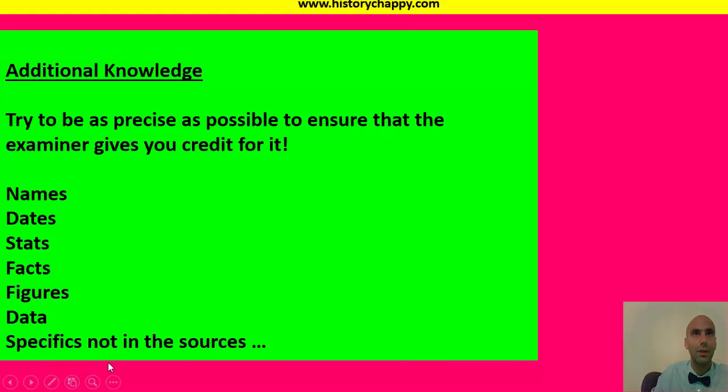Additional knowledge. Now, lots of candidates fall down on additional knowledge because they include knowledge that was either in a different source, or it's too general or too vague or factually incorrect.